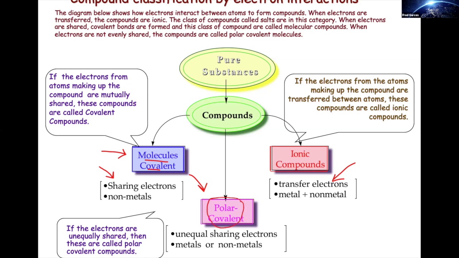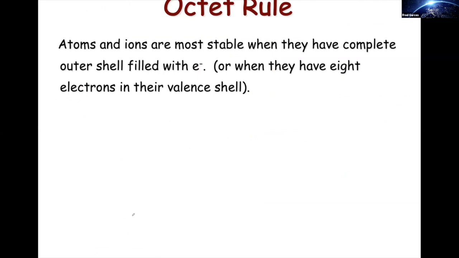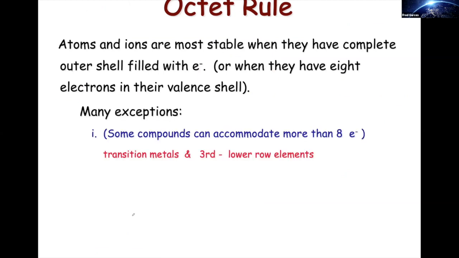So let me go ahead and go on to the next one. The octet rule is defined in terms of what we just talked about. Atoms will give up, gain, or share electrons so that they have the same number of electrons as a noble gas, 8 generally in the valence shell, 2 in the s orbital, 6 in the p orbital, and that's a total of 8. Transition metals and third row elements.